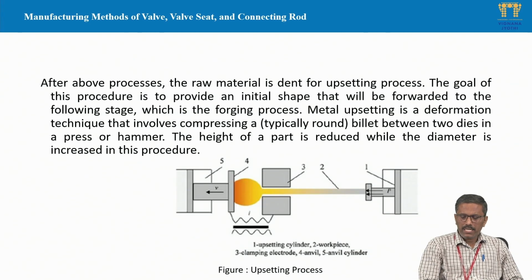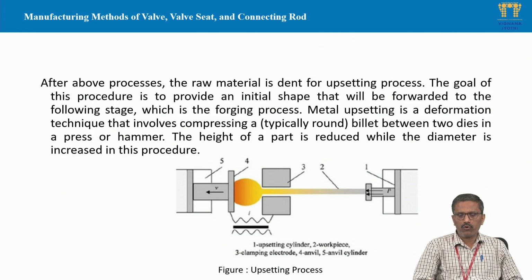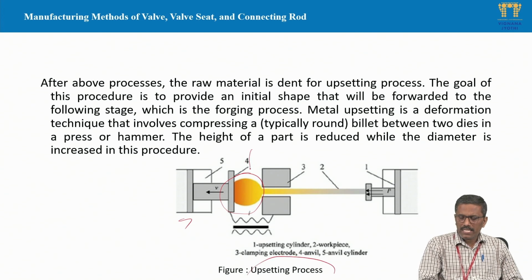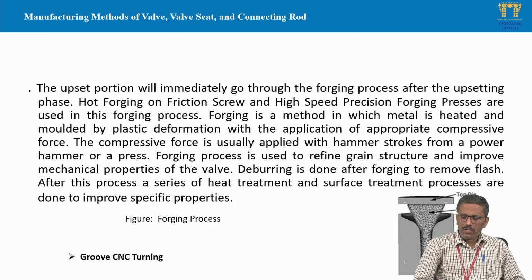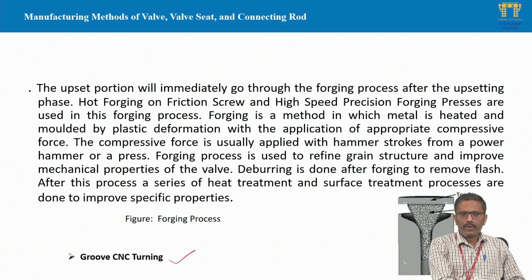Another method is the upsetting process, which comes under forging. In the forging or upsetting process, the valve head is forged. In the upsetting process, the diameter is increased and the length is decreased, whereas the stem is not changed in any dimensions; only the head portion is changed using upsetting. After upsetting, we use CNC turning to get the groove at the appropriate position.